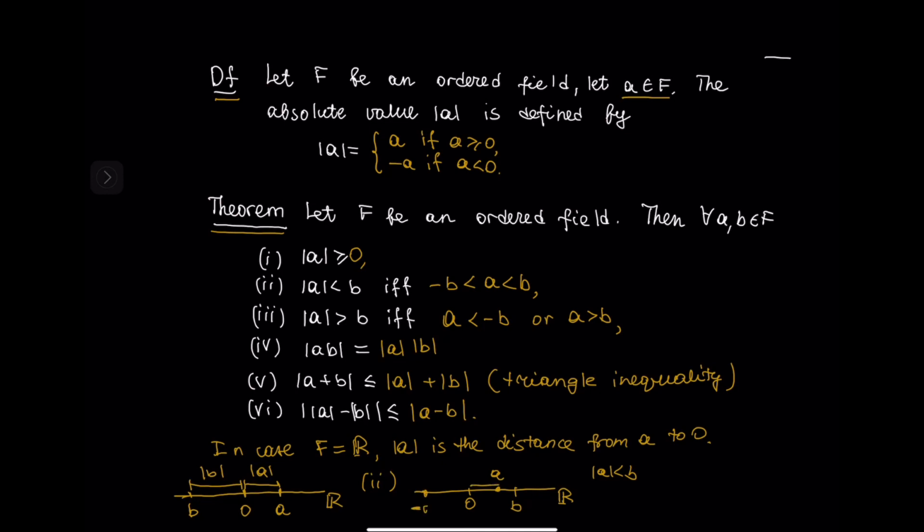However, if we have negative B in here, this distance over here is also B. And so A could be any of these points. So the absolute value of A is less than B if and only if A is in the interval negative B to B, which is the same as to say A is between minus B and B. So this is how we illustrate statement II.